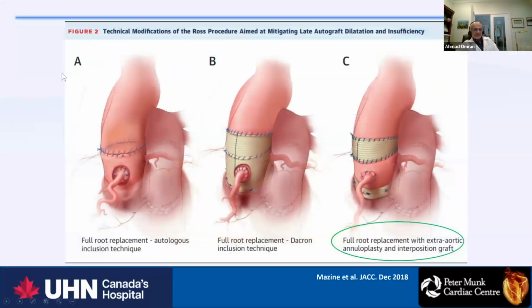This is a different technique. Dr. David uses the inclusion technique, this technique, and what most of our younger surgeons do, we have 3 surgeons doing Ross operation in our center, they do this one. They put a root replacement, external Dacron for the annulus to keep it from dilating, and a short interposition graft here between the STJ and the aorta.